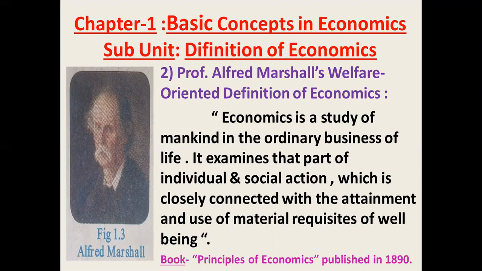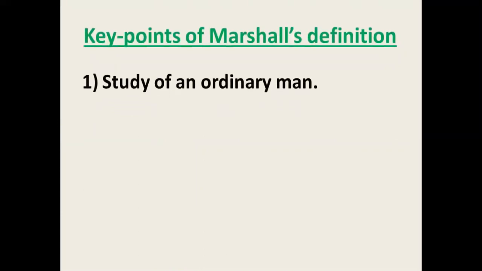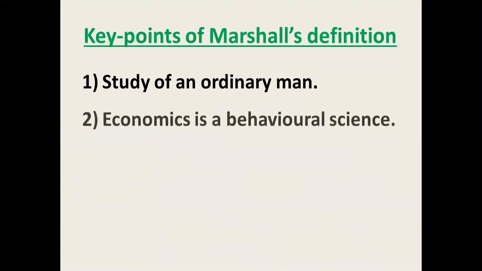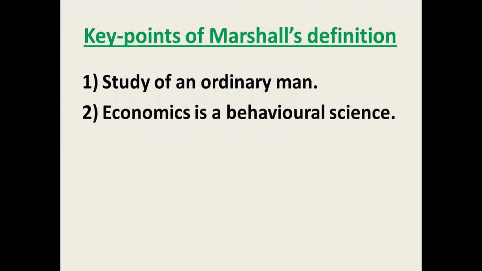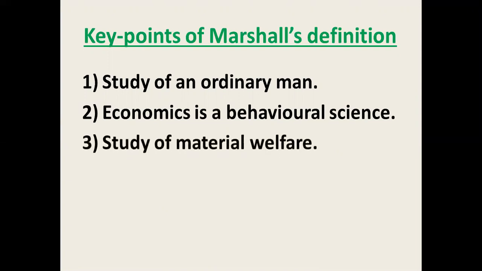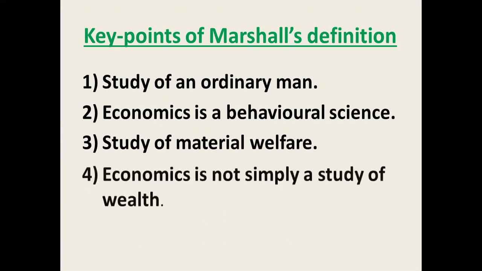So his key points are most important. Alfred Marshall explains some key points of the definition. The first key point is the study of an ordinary man. Marshall always focuses on the ordinary man and studies that person's behavior. So economics is a behavioral science, meaning the social behavior, the normal behavior, the consumer's behavior, the person's behavior. He explains that economics is a behavioral science, meaning he always studies human behavior.